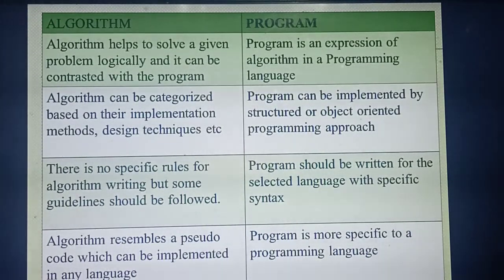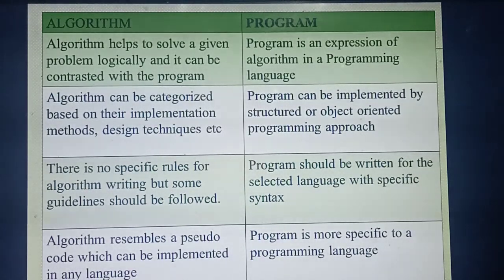Understood? Okay. Next, third point. While you are writing the algorithm, there is no specific rule. For example, while you are writing instructions or a procedure, is there any specific rule, like you need to leave some space here? No, isn't it? So there are no specific rules for writing an algorithm, but you need to follow some guidelines. You should write point by point, and each point will have some letter.